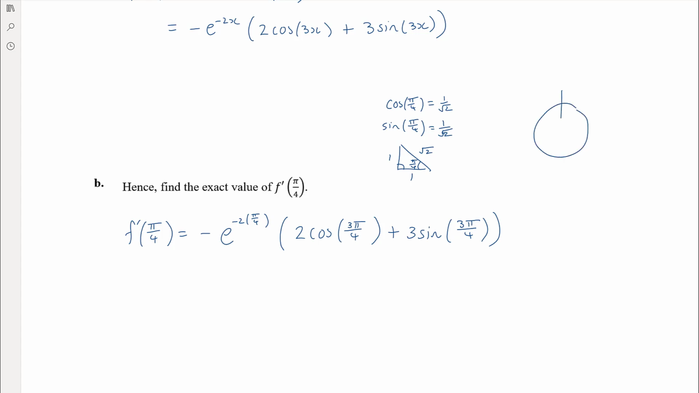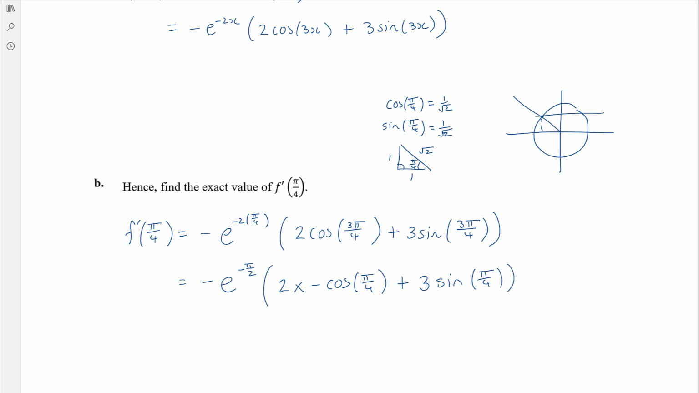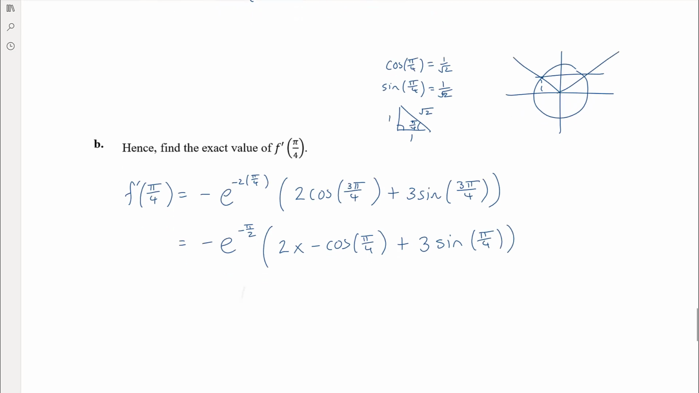But we're not talking about pi on 4, we're talking about 3 pi on 4, which is in this quadrant. Okay, so we know that cos of 3 pi on 4, the x-coordinate, is going to be the negative of cos of pi on 4. In the second quadrant, cos is negative. Sine of 3 pi on 4 is going to be equal to sine of pi on 4. Okay, the y-coordinates in the second quadrant will be the same as the y-coordinates in the first quadrant.